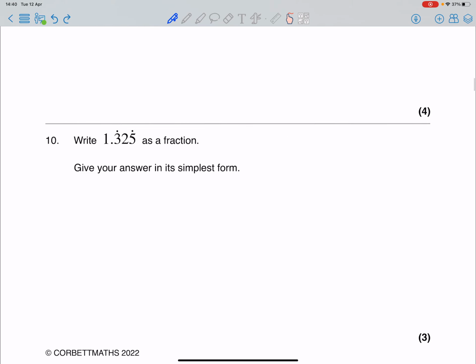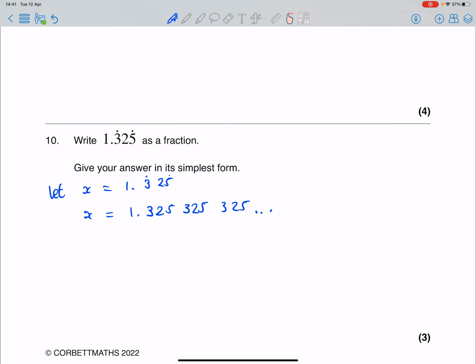Next, write 1.325 as a fraction and give your answer in its simplest form. Okay, so with these kinds of questions, we say let x equal 1.325, which, by the way, I'm going to write the longhand way: 1.325, 325, 325, and so on.